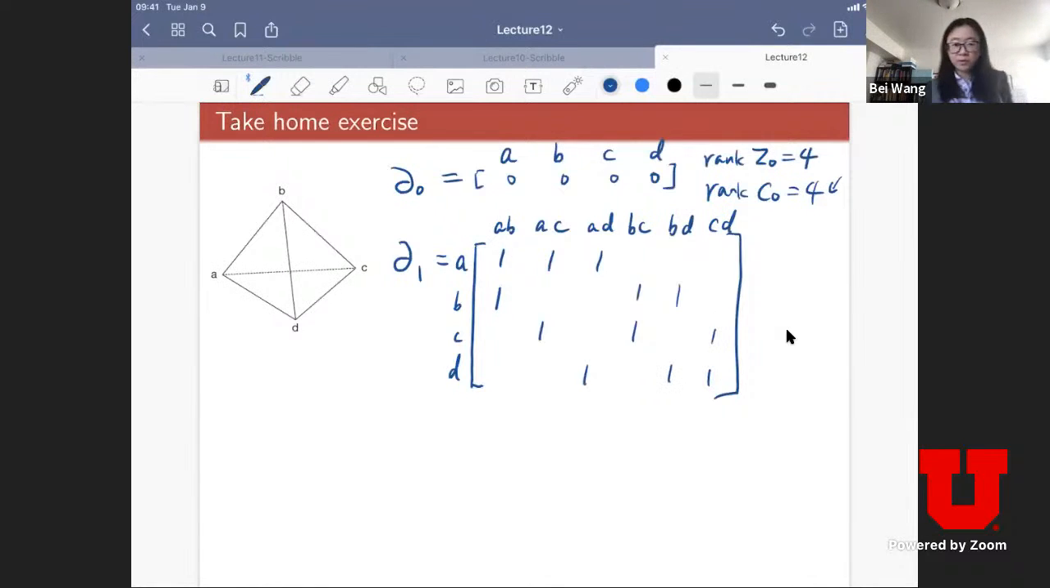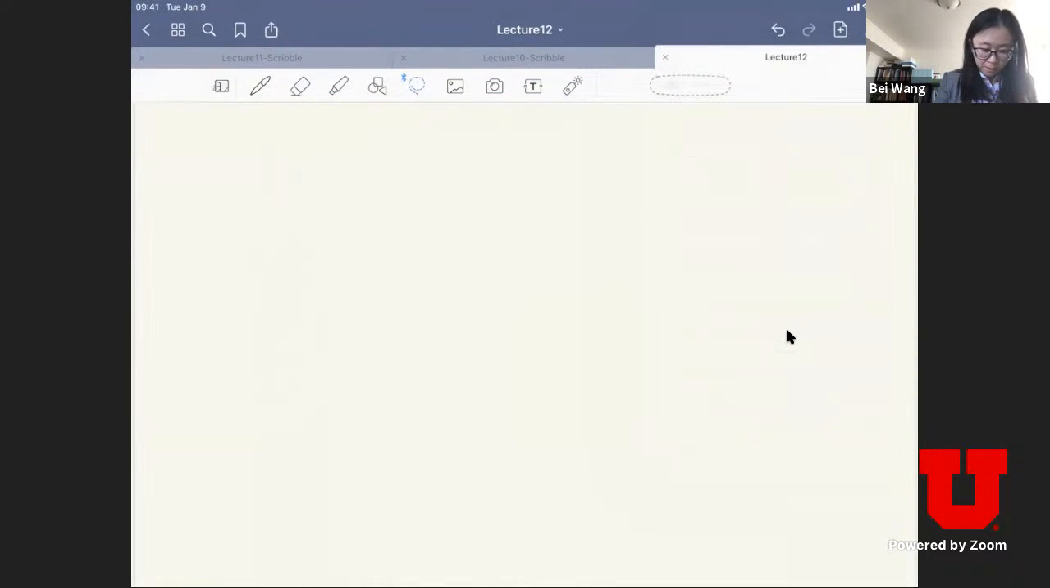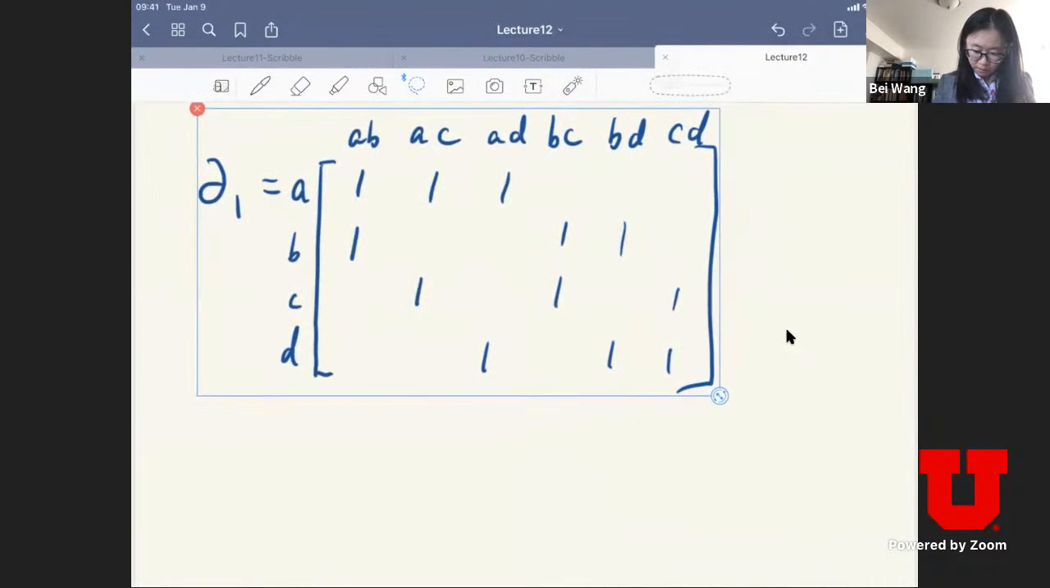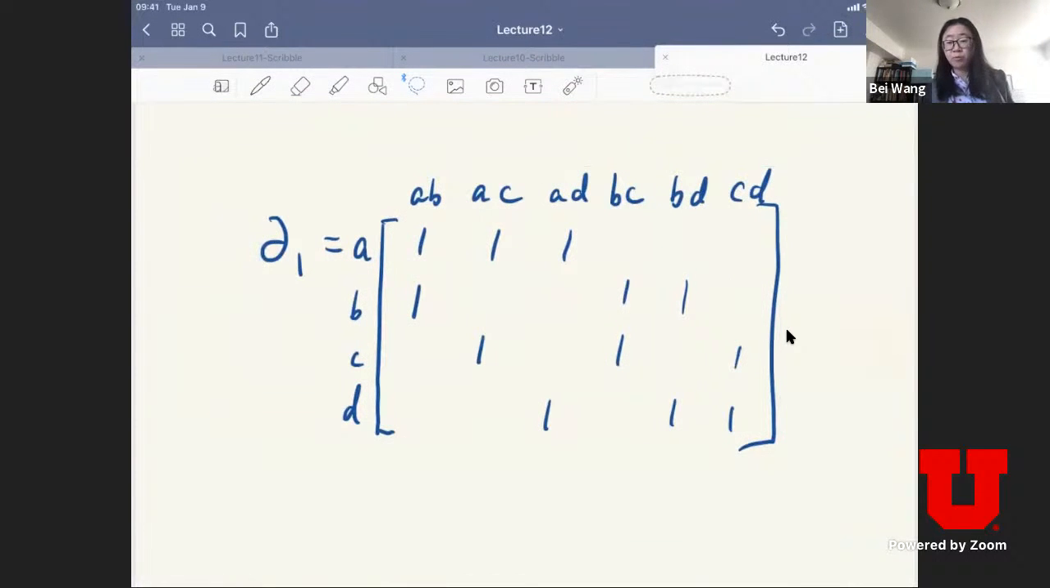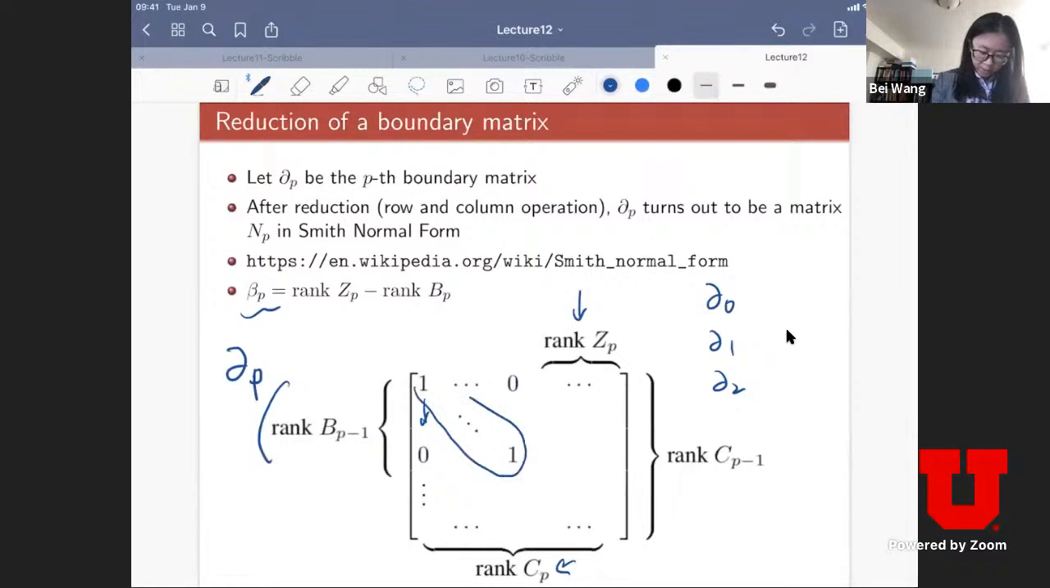Now I need to reduce this to Smith normal form. So this is where I'm going to copy it and put it on another page. Remember, I just want to reduce this. So my operation is to reduce it to Smith normal form. What does Smith normal form do? Remember, I need to zero out everything else, so there's a bunch of ones along the diagonal and the rest is 0. That's a Smith normal form.